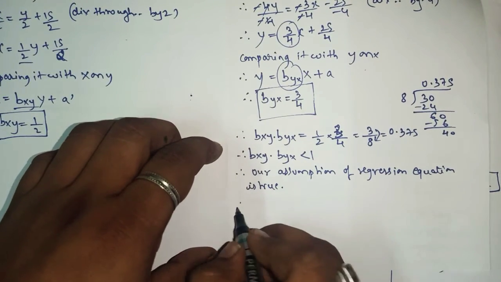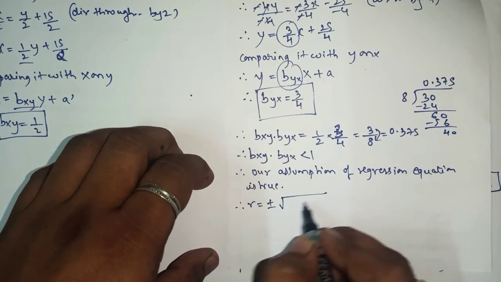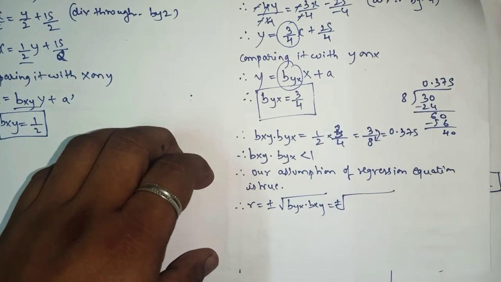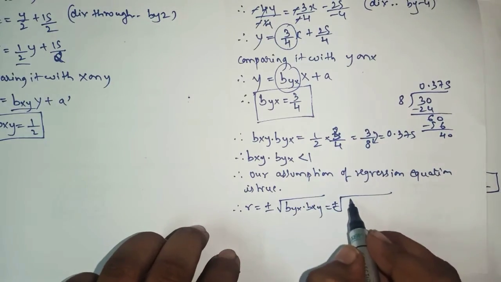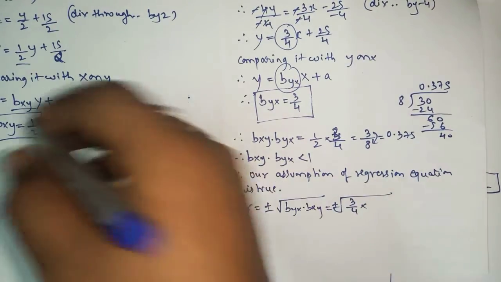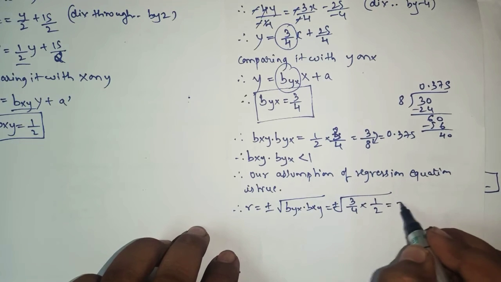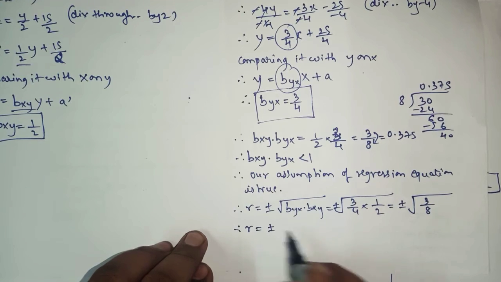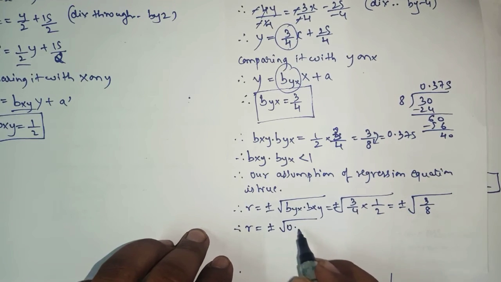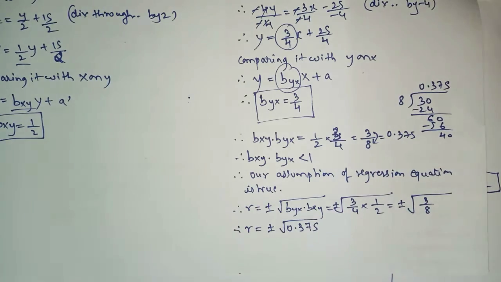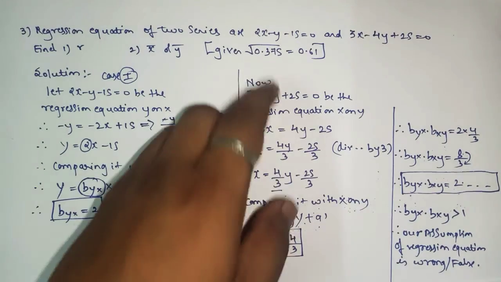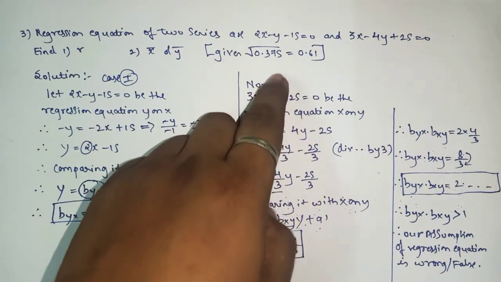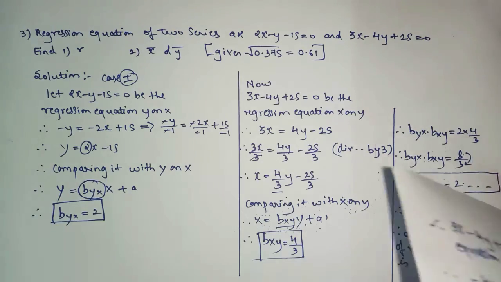Yes or no? What is r? r equals plus minus square root of byx into bxy, equal to plus minus, byx is what? 3 by 4. bxy is what? 1 upon 2. So therefore plus minus square root of 3 upon 8. As here we got the answer 3 by 8, which is 0.375. As in the question only it is given that the square root of 0.375 is what? Here we have the ready-made value.